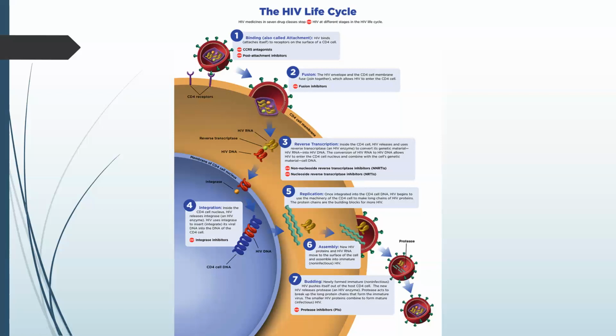Toward the end of the replication, the budding, newly formed, immature, non-infectious HIV pushes itself out of the host CD4 cell. And the new HIV releases protease, an HIV enzyme. Protease acts to break up the long protein chains from immature viruses, and the smaller HIV proteins combine to form a mature one that's infectious. So the protease inhibitor blocks that.